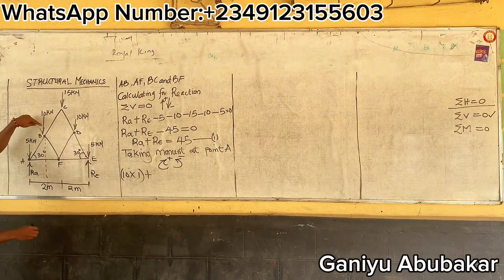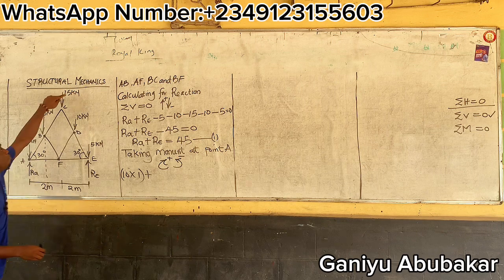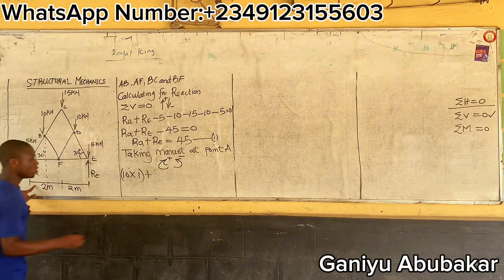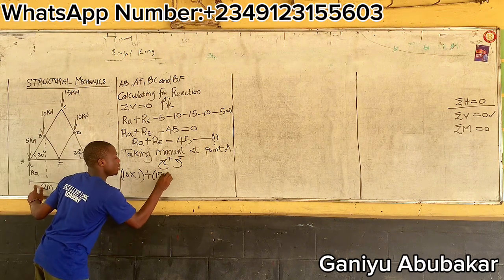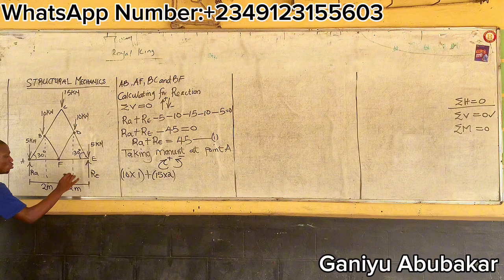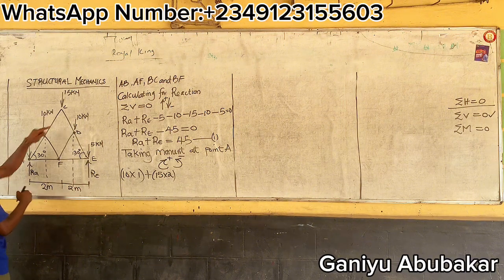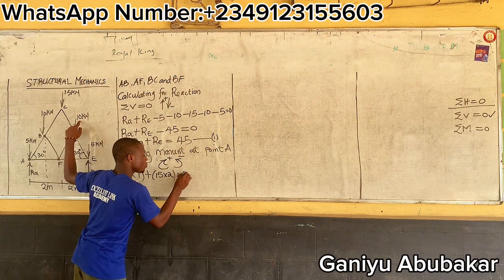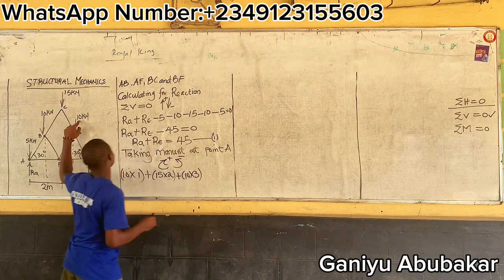I'm done with this first one. This also comes this way, right? From here to here is half of it, 2. That's 15 times 2. I'm done with this. Pick up this one at the center too. From here down is 3, so that's 10 times 3. I'm done with this one.